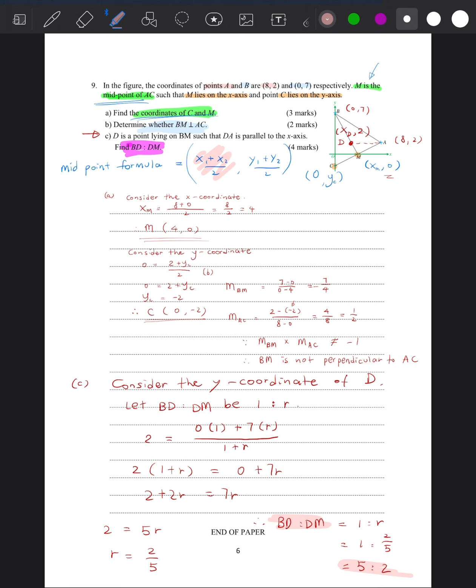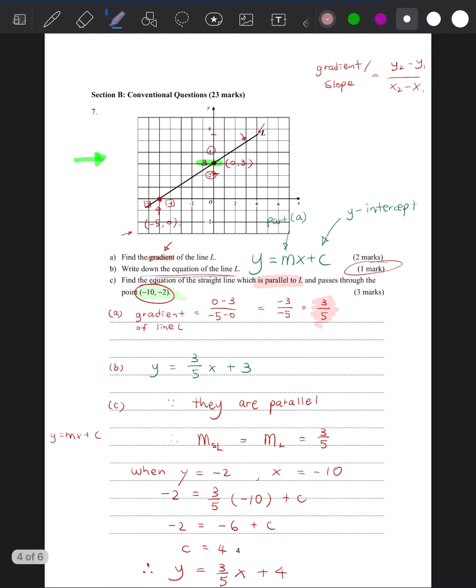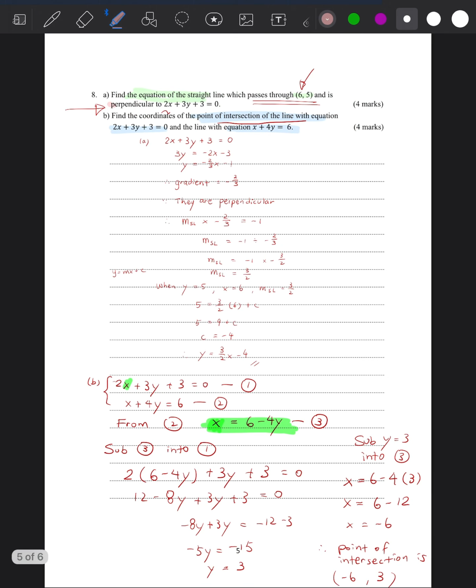And this is the last question of this chapter test. So remember, make sure for the straight line equations questions, they always ask like this. So make sure you look at the information they give you carefully.